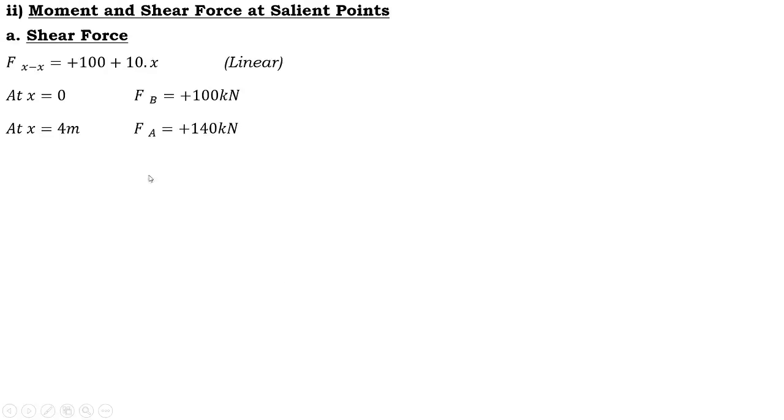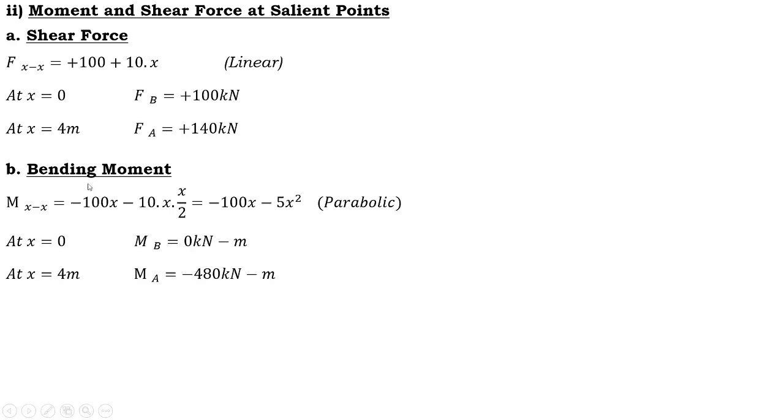Next, the second question asks us to calculate the moment and shear force at the salient points. So let us consider the shear force at any section xx. Consider a section xx, and I'll consider the section from the right hand side. When I consider the section, I'll get a force of 100 kilonewton and a small quantity of UDL. Therefore it is 100 plus 10 into x. Both are acting on the section's right side downward, so both are positive. Now I need to put in the value of x. When x is equal to 0, my shear force at point B is plus 100 kilonewton. Similarly, when I put x equal to 4 meter, the entire length of the beam, I'll get a shear force at point A, which is plus 140 kilonewton.